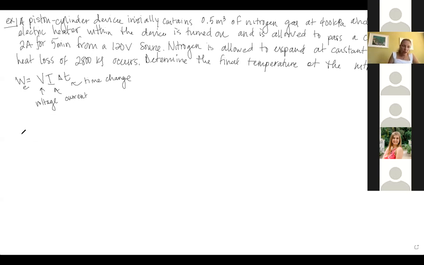All right, so we have some sort of piston cylinder device. Here's our cylinder. Here's our piston inside the cylinder that is allowed to move up and down. We have an electric heater that is inside this device where we have 2 amps as our current and we have 120 volts as our voltage. And our change in time here is 5 minutes.